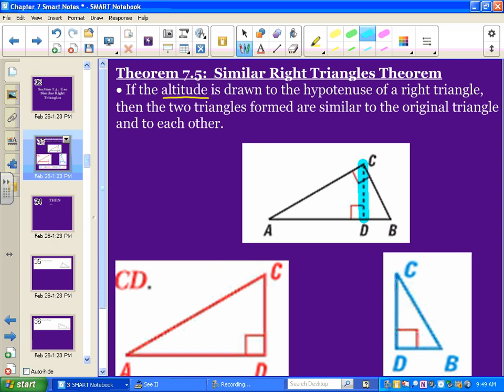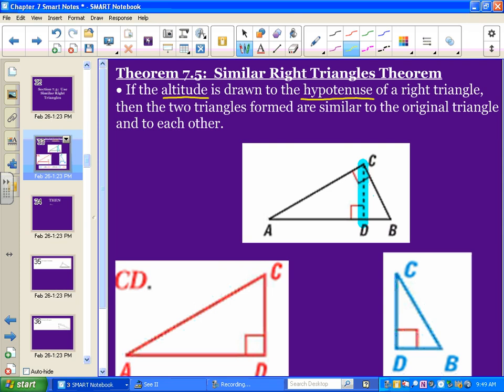So right here, CD that I'm highlighting in blue, that is the altitude. It is drawn from the vertex of the right angle to the hypotenuse, and it's perpendicular, which means that CD is an altitude. It goes from vertex C to the hypotenuse AB, and it's perpendicular there. So our right triangle here is triangle ACB, and the altitude is CD.